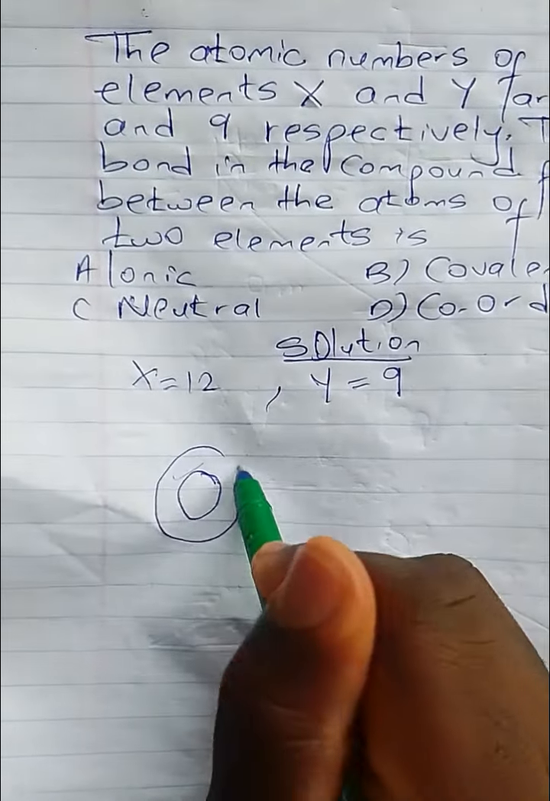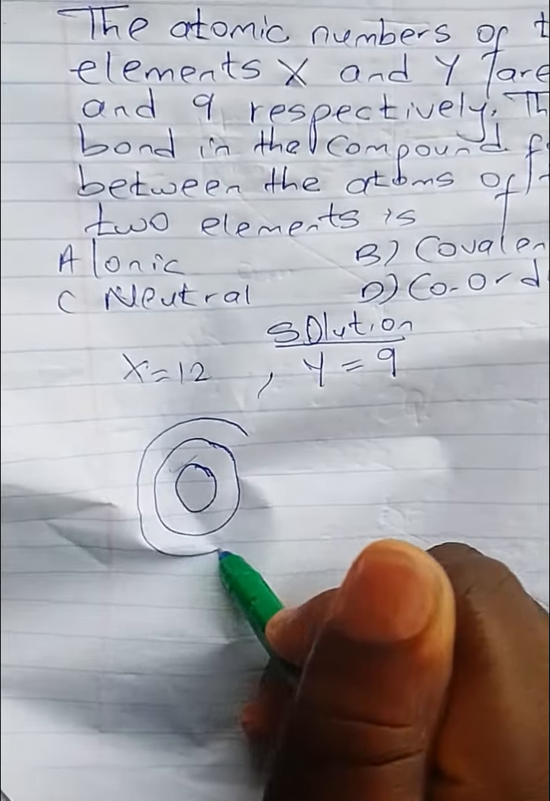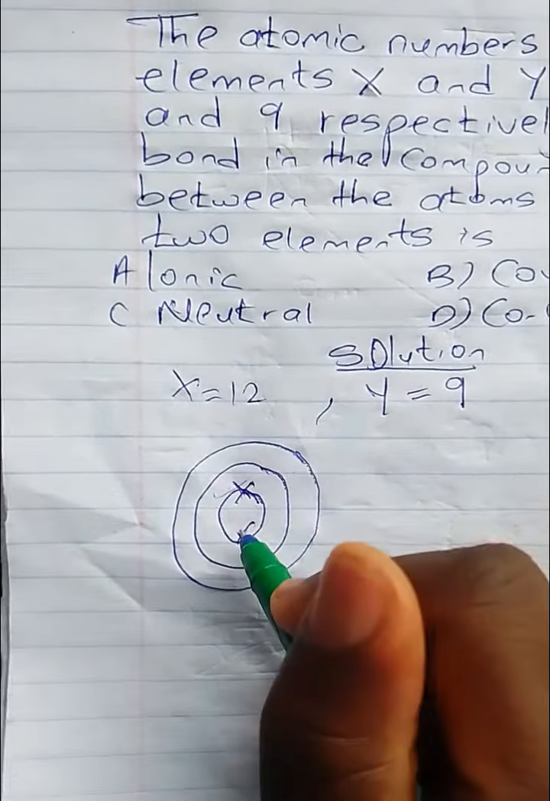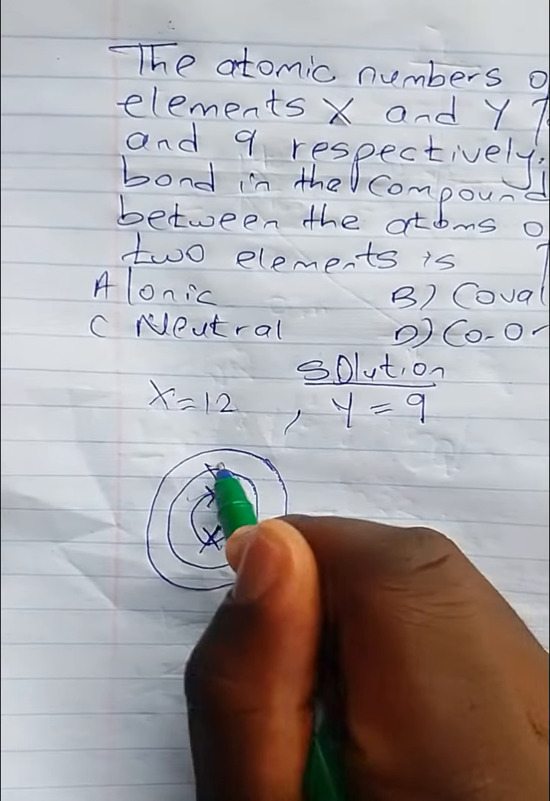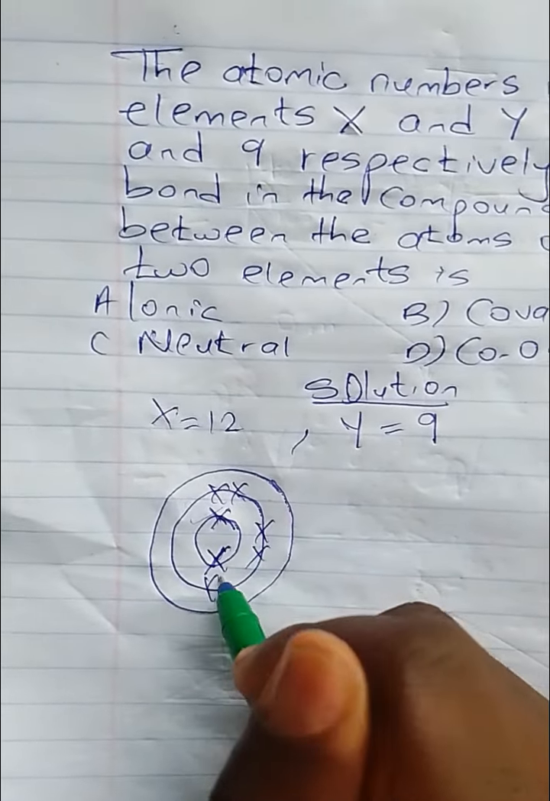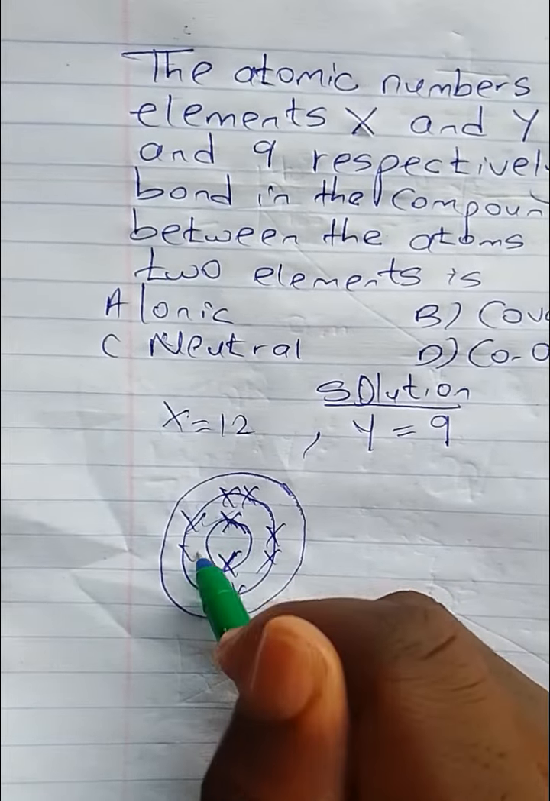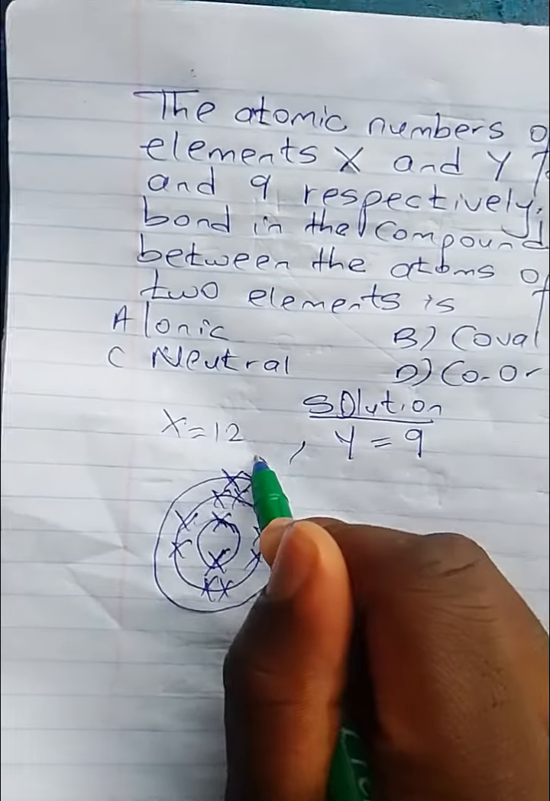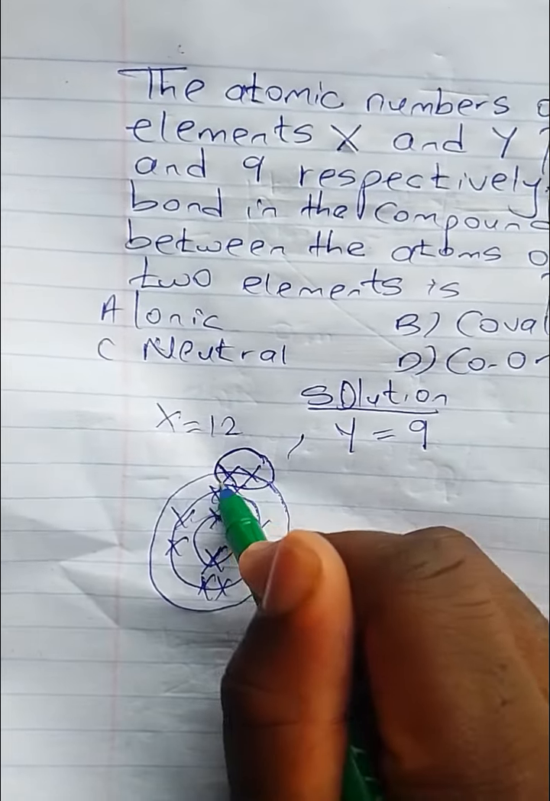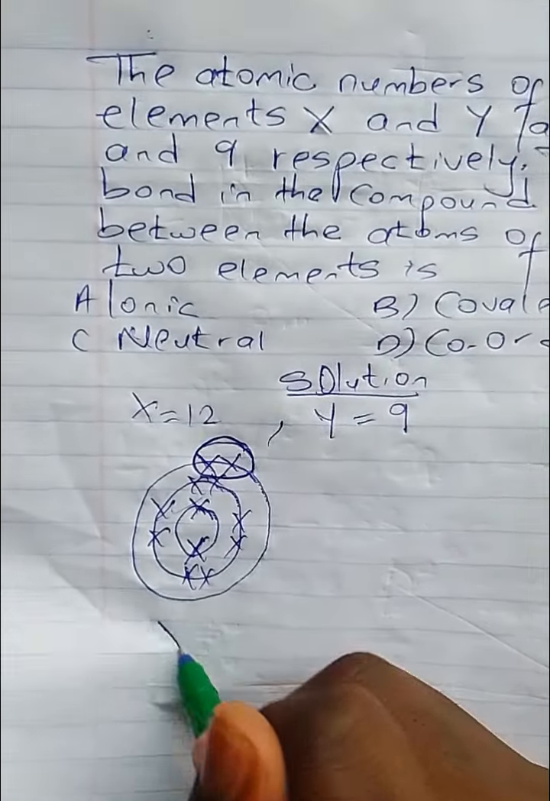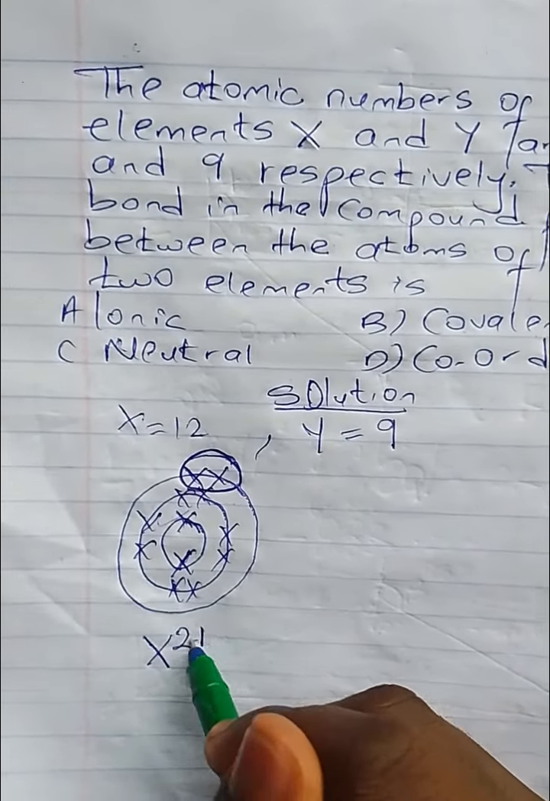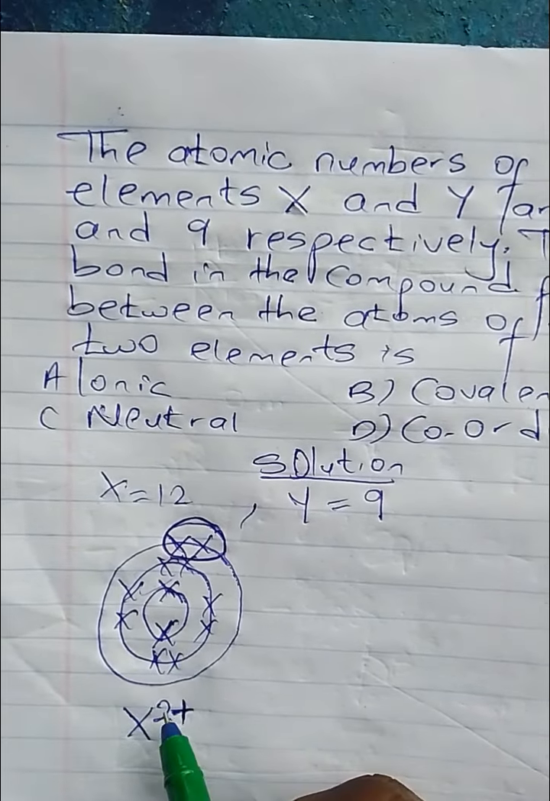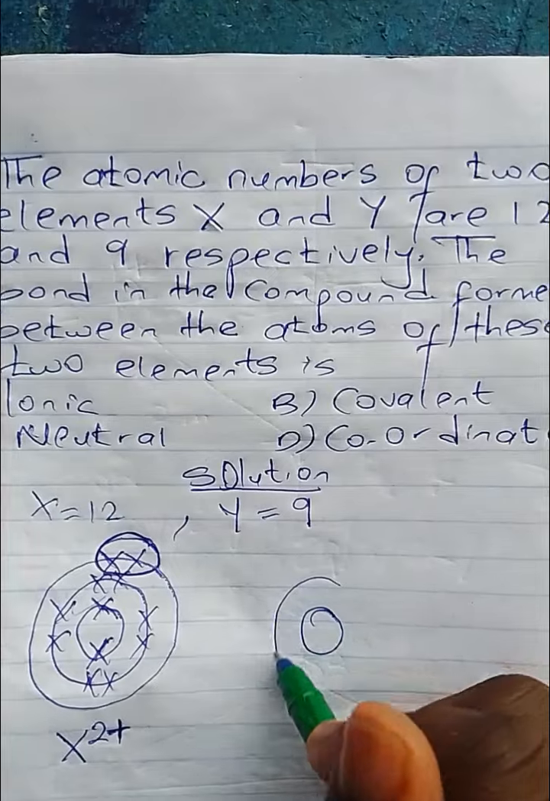12 will have three shells: K, L and M. Filling the first, I have 1, 2. Then filling the L shell, 1, 2, 3, 4, 5, 6, 7, 8. Then filling the M shell, 1, 2. Now if you count everything, it will be 12. But take note that these two electrons need to be given out in order for this element to be stable. So 2 is the valency of element X.